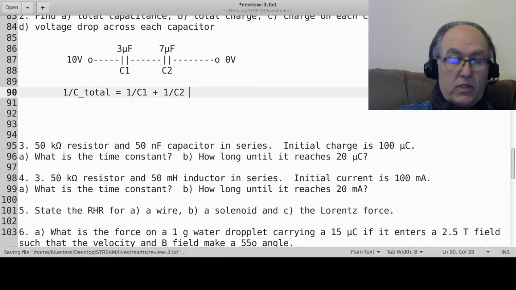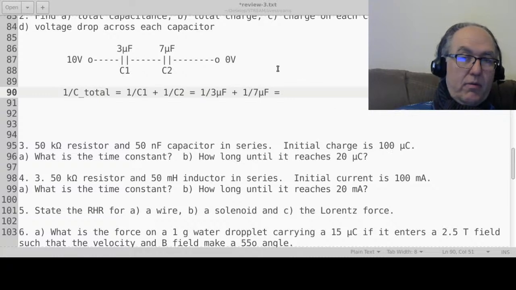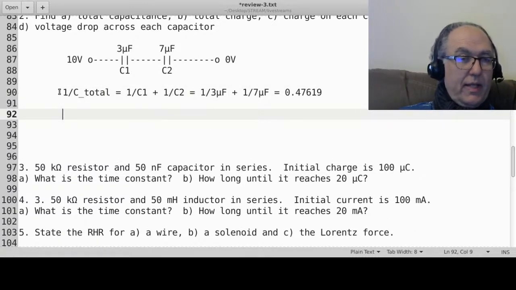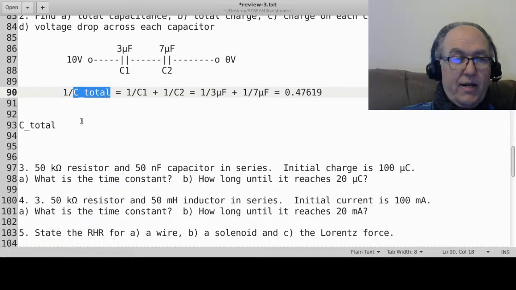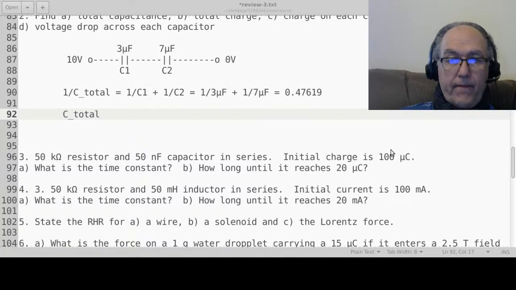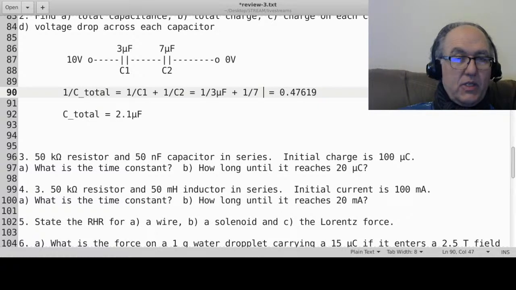So let me substitute in here. I get 1 divided by 3 microfarads plus 1 divided by 7 microfarads. That's 3 reciprocal plus 7 reciprocal, which is going to equal this number right here. And then remember, that's not C total, that's 1 over C total, so I have to take the reciprocal of that number, and you will get 2.1, I think. Yep. And there you go. Because we were working in microfarads, the answer will come out in microfarads.